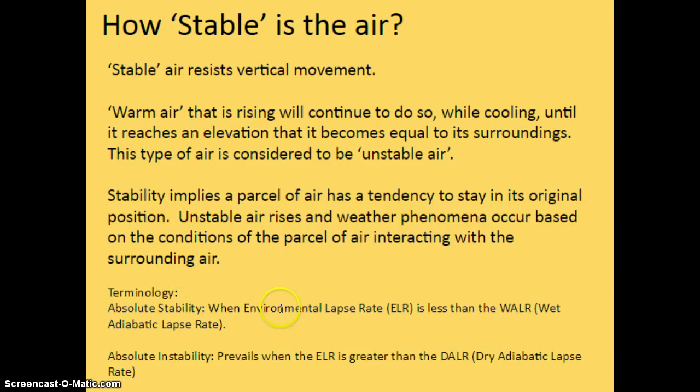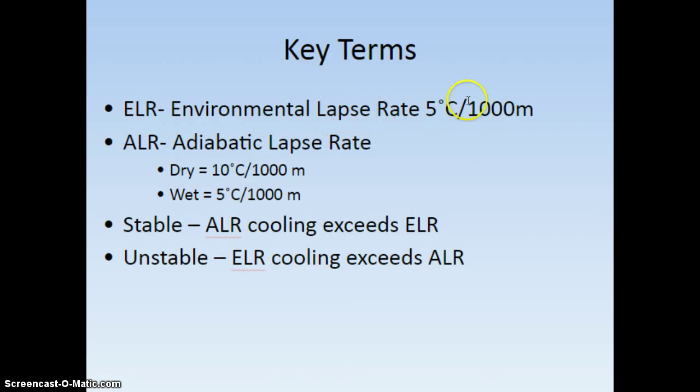Absolute stability is when the ELR, environmental lapse rate, is less than the WALR, or the wet adiabatic lapse rate. Absolute instability prevails when the environmental lapse rate is greater than the dry adiabatic lapse rate. So environmental lapse rate is 5 degrees C per 1,000 meters, where your adiabatic lapse rate, if it's a dry parcel of air, it's 10 degrees C per 1,000 meters. This would imply it has not reached its saturation.